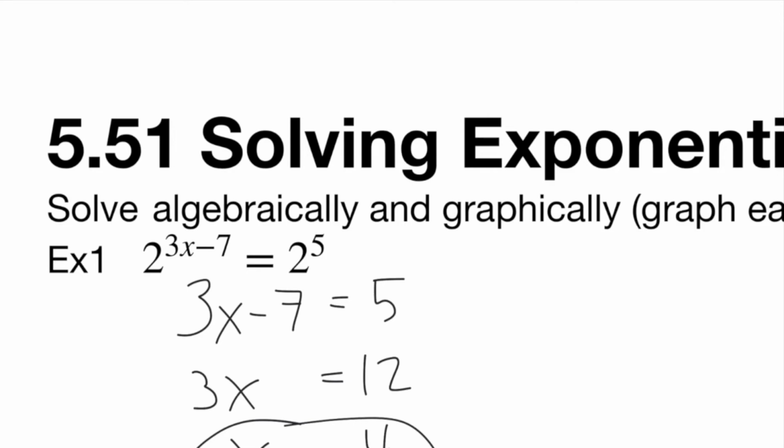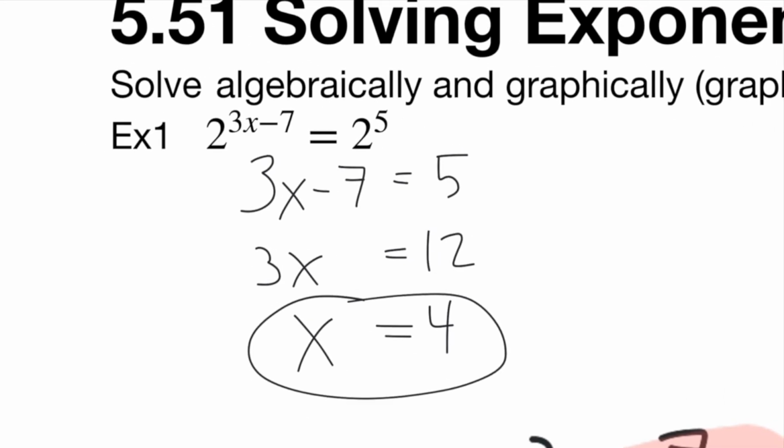Example 1, we've got two sides of the equation where the base is 2 and the base is 2. If the bases are the same, then the exponents have got to be the same in order for this equation to work. So that's one idea that you can use. The bases are the same, therefore the exponents have to be the same. You can put the exponents equal to each other and solve. You get x equals 4.